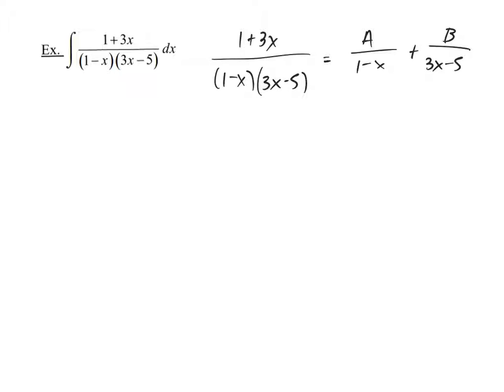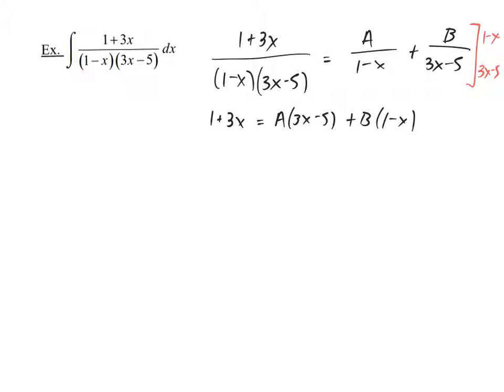Okay, so once again, multiply the entire equation by both denominators, so 1 minus x and 3x minus 5. And when I do that, I'm going to get 1 plus 3x is equal to A times 3x minus 5 plus B times 1 minus x.